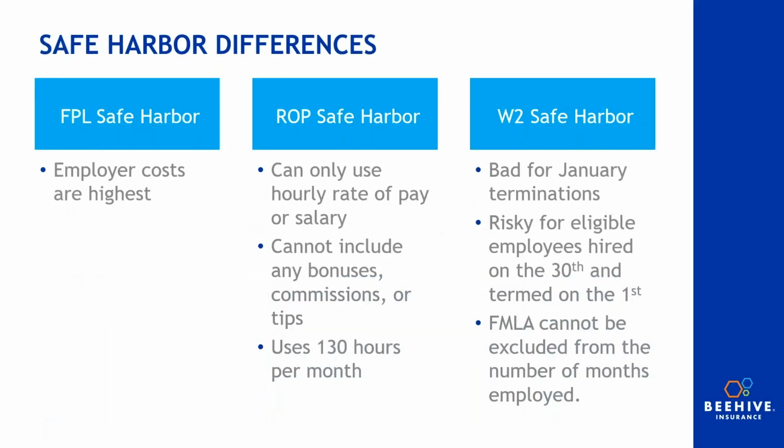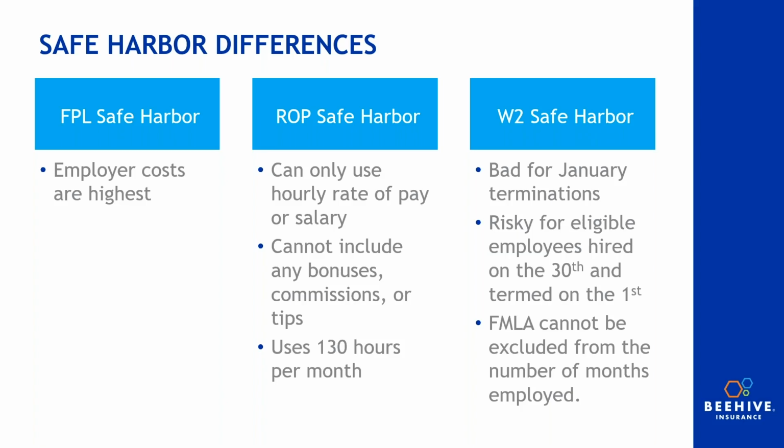So here are our side-by-side pros and cons, mostly cons on this slide. So with the federal poverty level safe harbor, the employer costs are going to be highest, but you have a guaranteed amount that you know is going to be fairly consistent year to year of what you as an employer need to contribute towards benefits, that your employee-only cost needs to be less than about $100 per month.